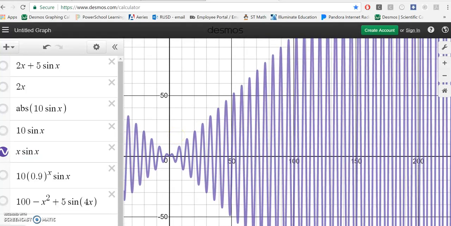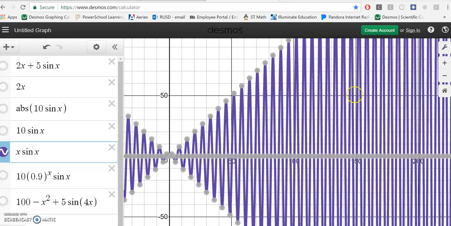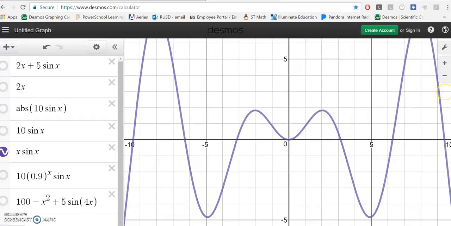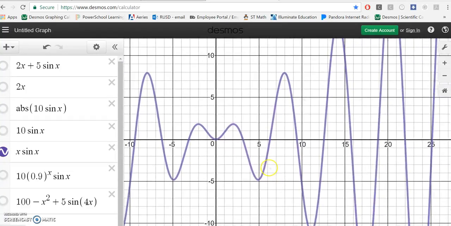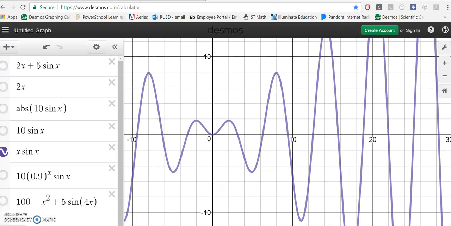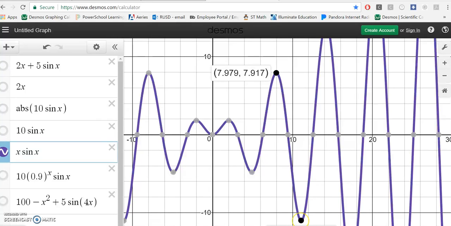But see how it's getting larger, or amplifying the volume? This would be what your speaker does to sound as it comes in. It keeps getting larger and larger as you go from left to right. So my peak here, my peak down there.